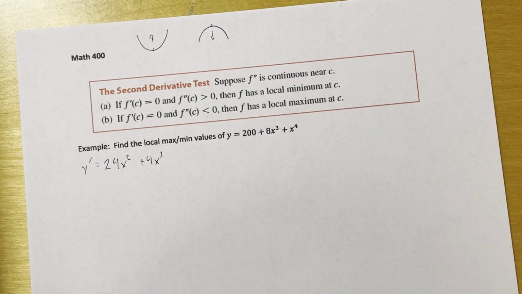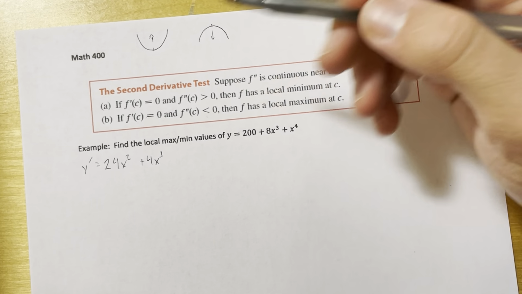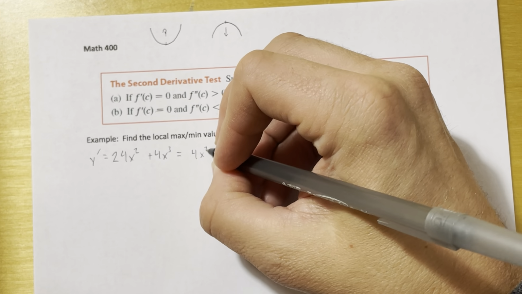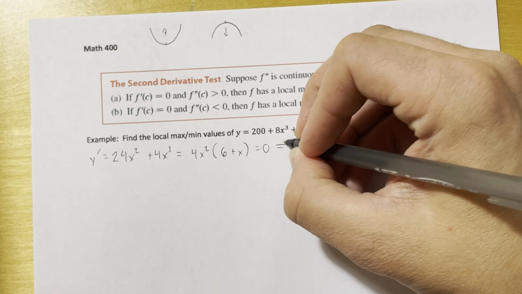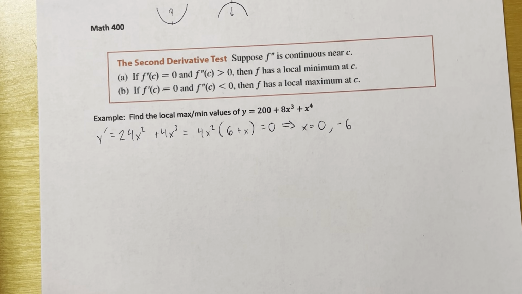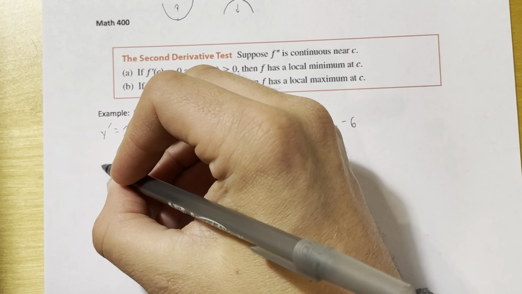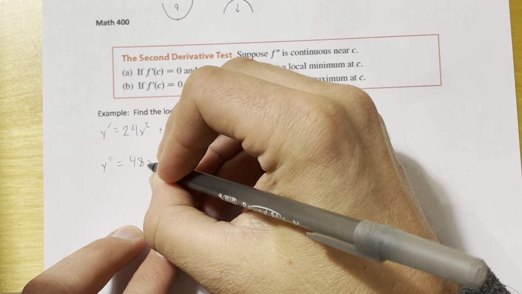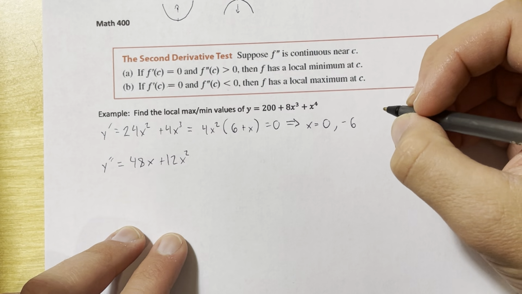Okay, now we still need to set this equal to 0 and solve it because the second derivative test involves the first derivative here. We have to find critical numbers first. So I'm going to factor this, 4x squared times 6 plus x, set that equal to 0. That would mean that x is either equal to 0 or negative 6. Those are the two critical numbers that I'm getting out of this polynomial. Next, let's take a second derivative, y double prime, and I'm going to get 48x plus 12x squared.